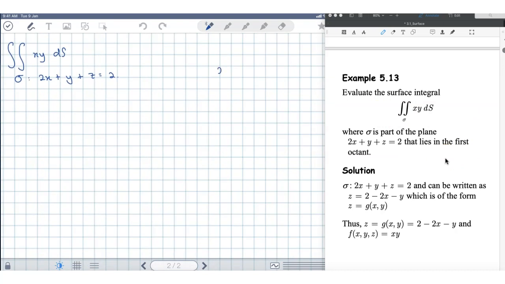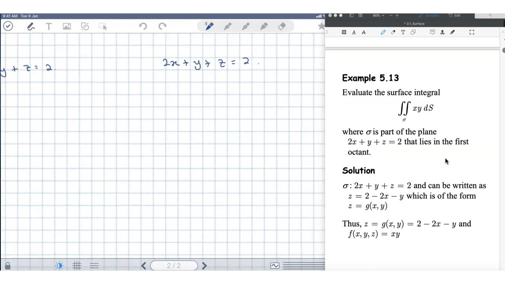So you have 2x plus y plus z equal to 2, so it should be a tetrahedron then. Okay, so in this case, your previous lesson is very important. Last time you learned how to sketch the surface, now you want to apply it. So then you need to provide the traces.